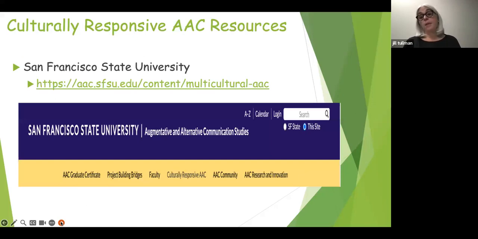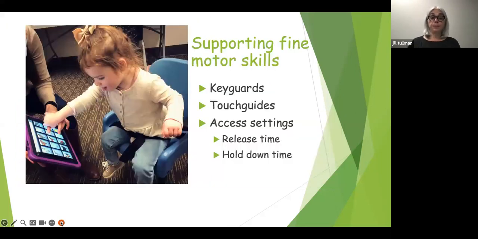We don't have time to go into this, but I think it's super important that we know that culturally responsive AAC resources exist. Gloria Soto and her group at San Francisco State have put together a wonderful array of culturally responsive resources, and this continues to grow. I will make sure that Kirsten gets this handout after to send to all of you, and I encourage everybody to really familiarize themselves with it.